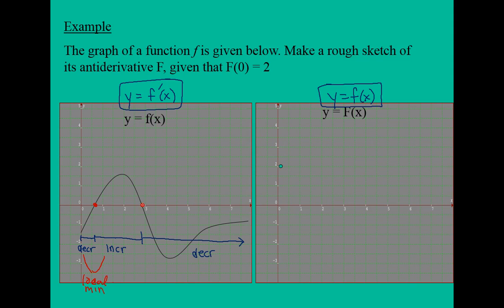And here's the second place where the derivative equals 0. And the derivative tells us the graph is increasing and then changes to decreasing, so we would have a local maximum at this point. What else can we determine from the derivative?